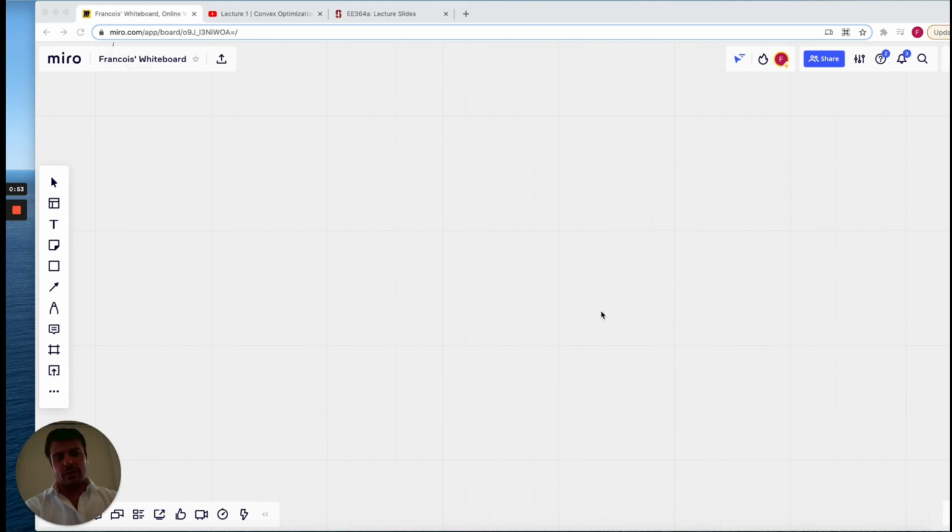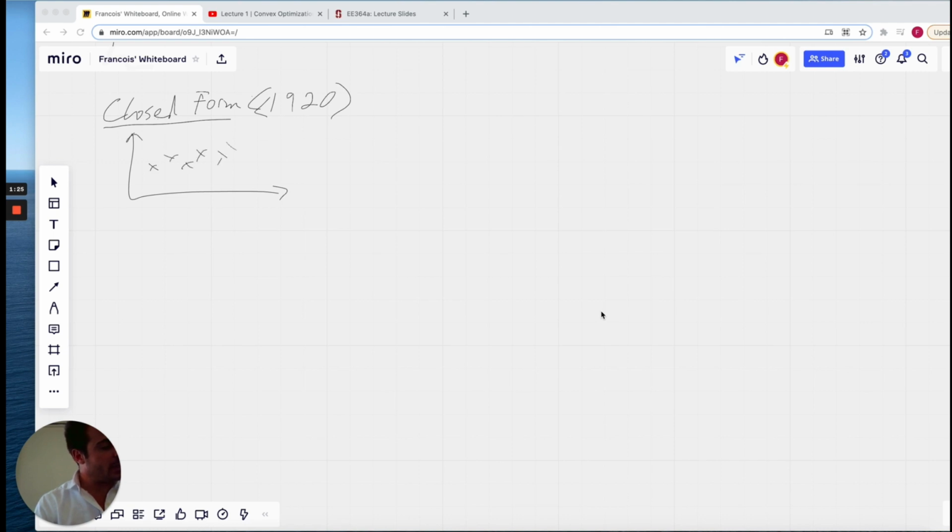Newton had this Newton-Raphson method to be able to find the minimum of a function, a global minimum of a function, but it had to be done in a very careful way. And so we'll talk about first closed form solutions. And so this is like pre-1920 backwards.